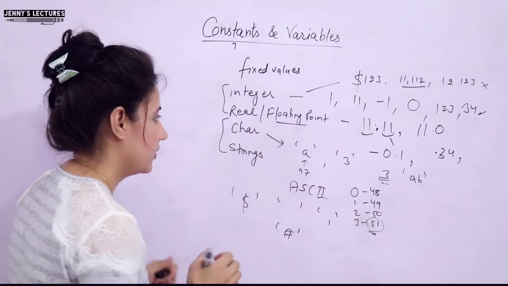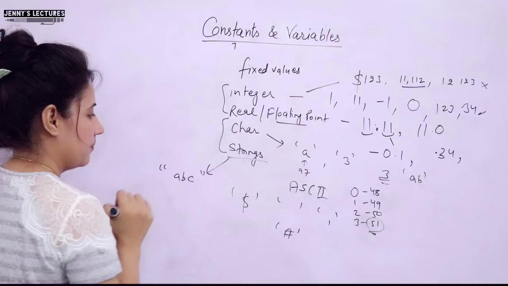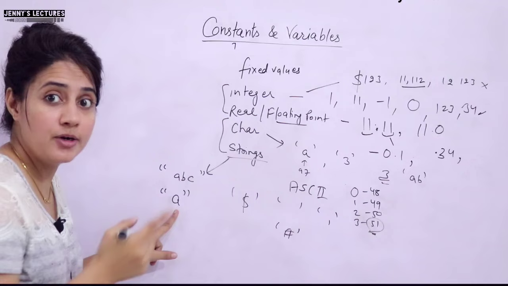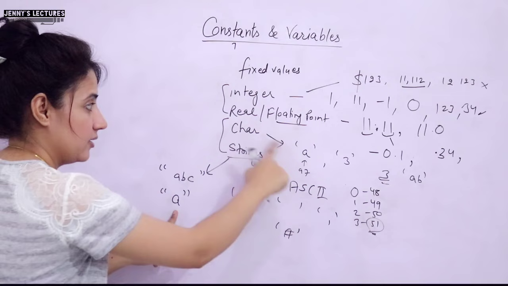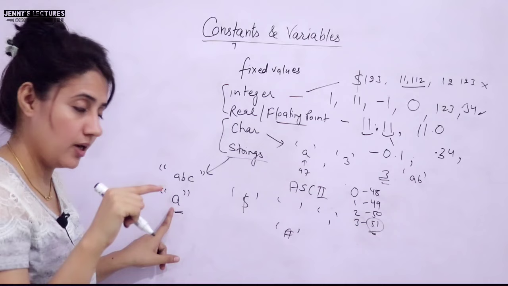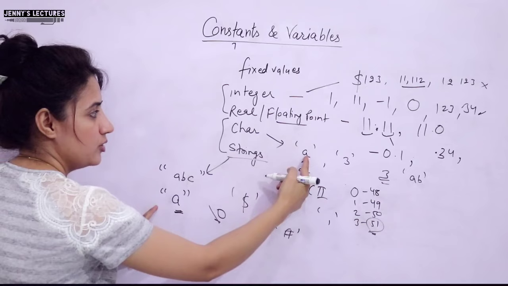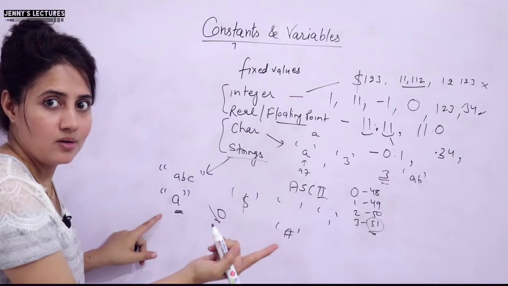Now, a string, as we know, is a sequence of characters. In double quotes we write something like ABC. If you write A in double quotes, it is a single character, but because it is in double quotes, it is a string constant, a string literal, not a character constant. This is different from this. By default, the compiler adds a null character to show the termination of the string. So the string would be stored in memory as A and null, while the character constant would be stored simply as A, with no null character.